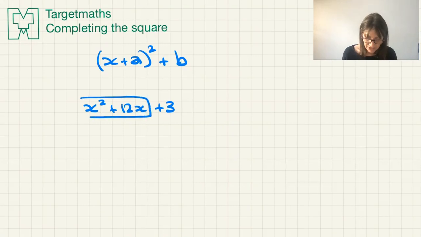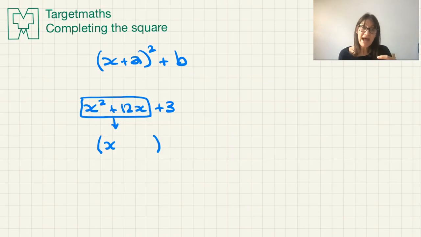We look at the first two terms and we separate them into a single bracket. The first term, x squared, is going to be written as just x. So it's like it's been reduced down by a power. I've gone from x to the power of 2 to x to the power of 1. Okay. The next term, I always half whatever number I've been given in front of the x. So this is going to give me 6.